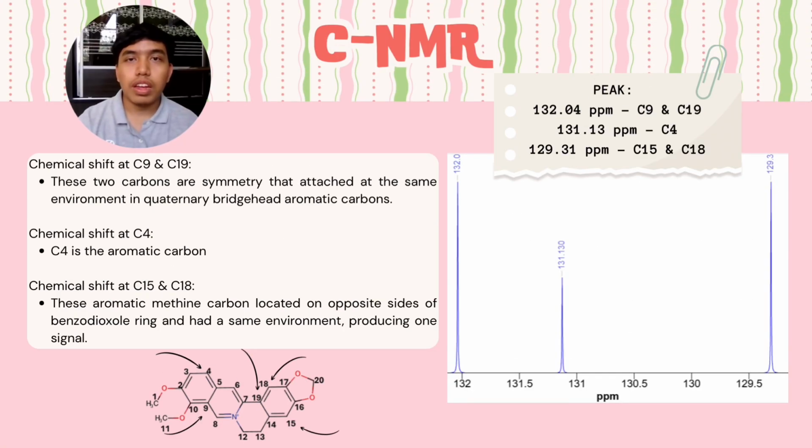Next, we can see another three distinct signal peaks in the range of 129 to 132 ppm. First, at 132.04 ppm, that represents both carbon 9 and carbon 19, which are quaternary bridgehead carbons sharing an identical environment. We can also see an aromatic carbon 4 at 131.13 ppm. And lastly, the third signal at 129.31 ppm corresponds to the aromatic methines of carbon 15 and carbon 18 that attach on opposite sides of the benzodioxole ring.